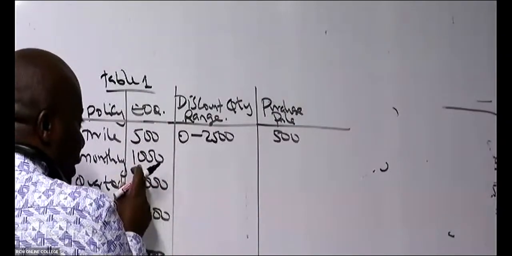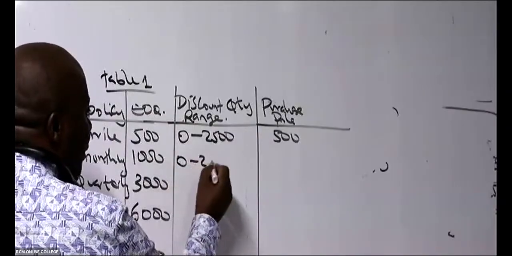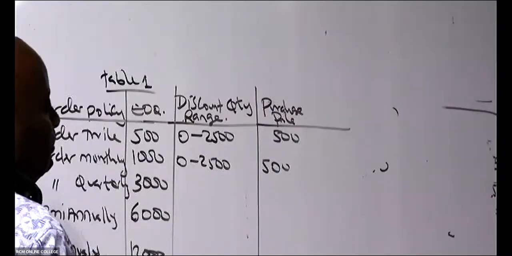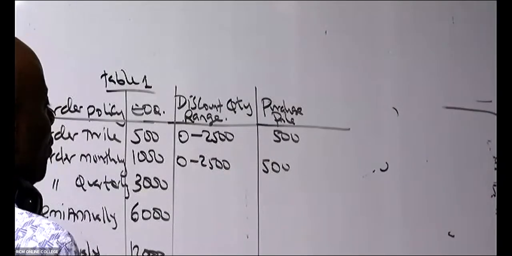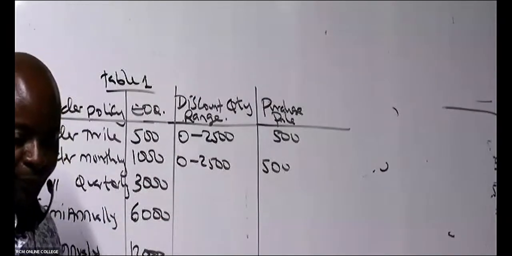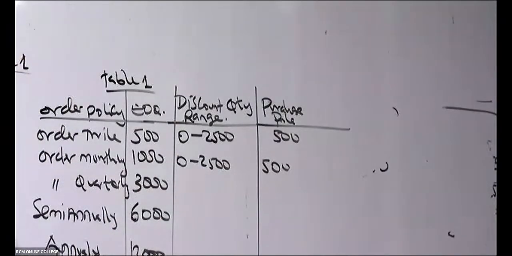How about 1,000? 1,000 also falls here. So the applicable price will be Kenya shillings 500 per unit. But now when you come to this 3,000, it's in a different class.